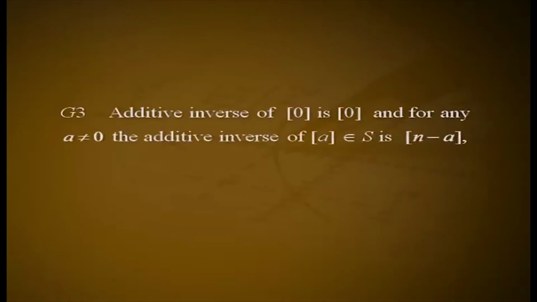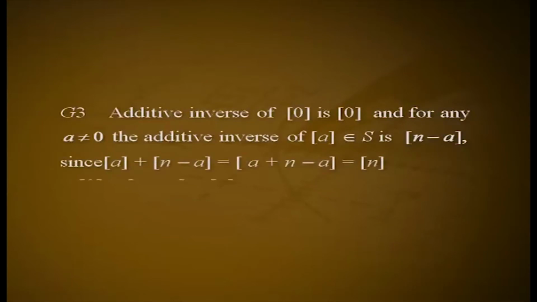G3: the additive inverse of class 0 is class 0, and for any A not equal to 0, the additive inverse of class A belonging to S is class n-A, since class A plus class n-A is equal to class A+(n-A), which is equal to class n, which is equal to class 0, which is equal to class n-A plus class A.